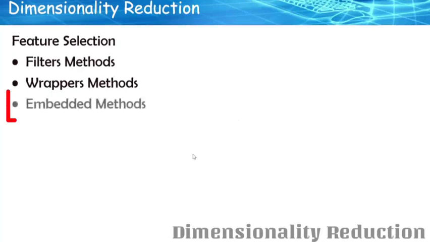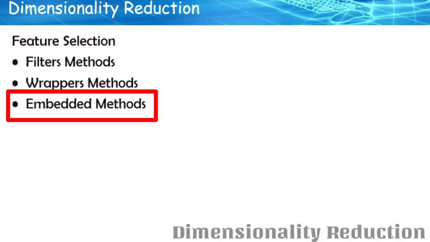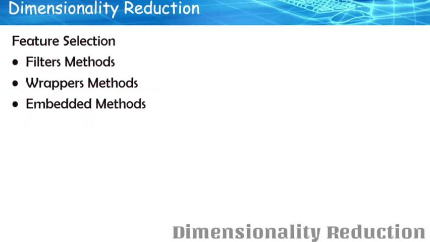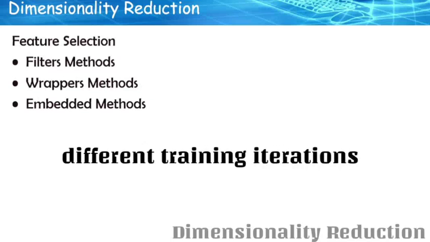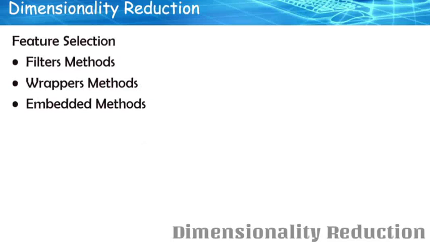And next is embedded methods. The embedded method checks the different training iterations of machine learning models and evaluates the importance of each feature. Some common techniques in embedded methods are LASSO, elastic net, and ridge regression, and so on.